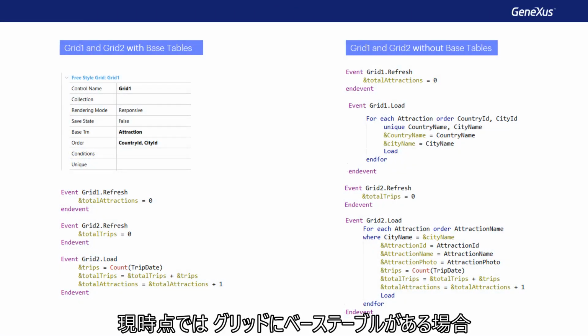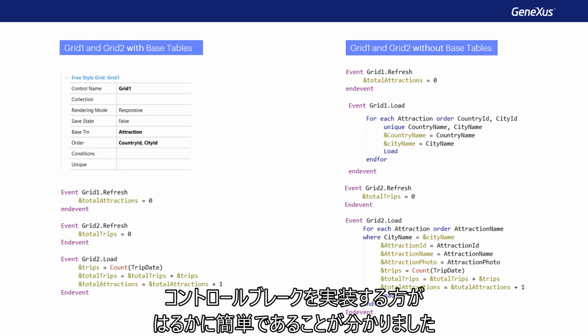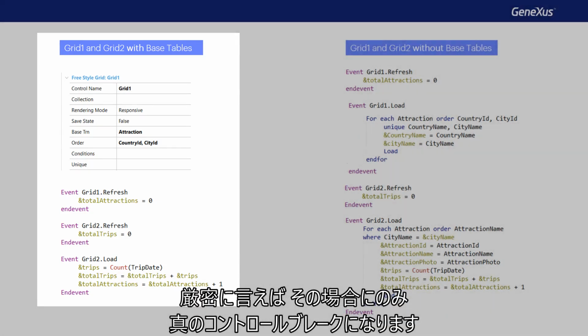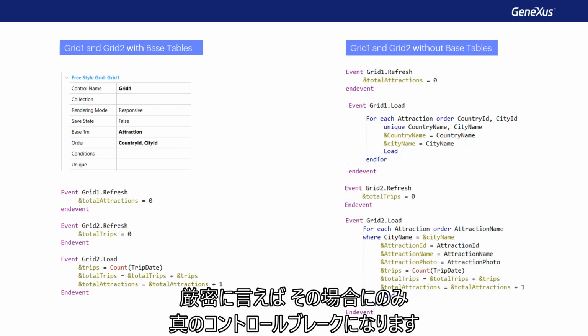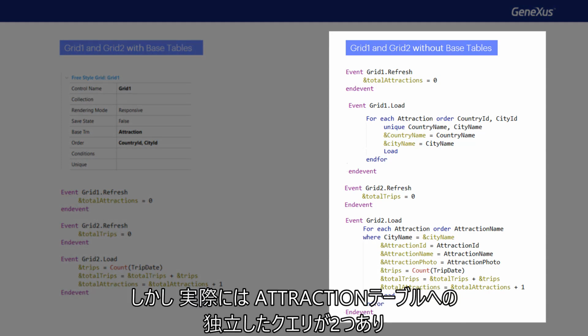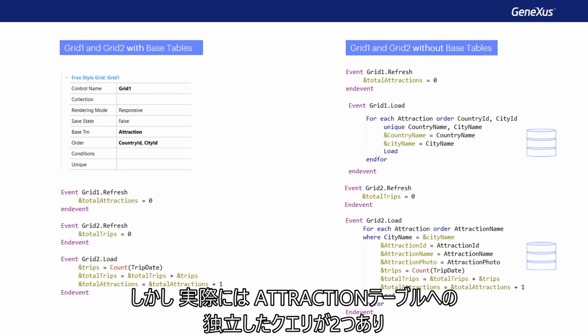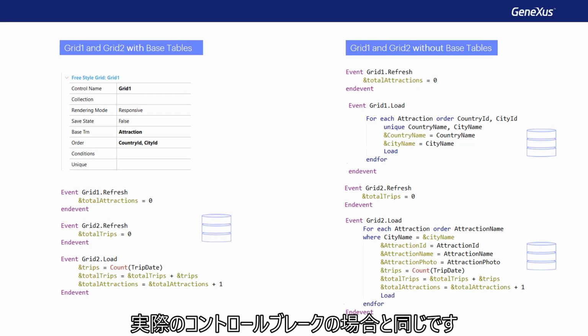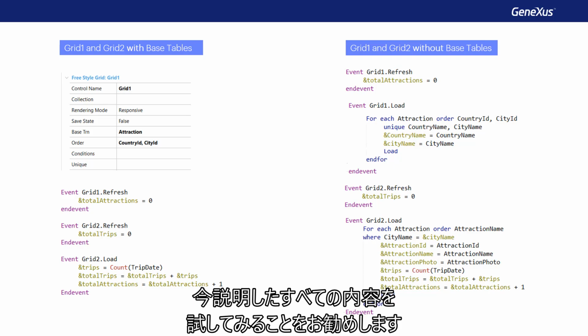So for the moment, we're finding it much easier to implement a control break when grids have a base table. Strictly speaking, it'll be a true control break only in that case. In the second case, when grids don't have a base table, we're just simulating it. But actually, there will be 2 independent queries to the attraction table, and not a single one that solves everything, as it happens in the real control break. We encourage you to try everything that we've just seen.